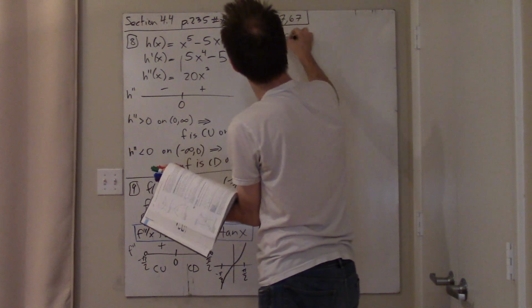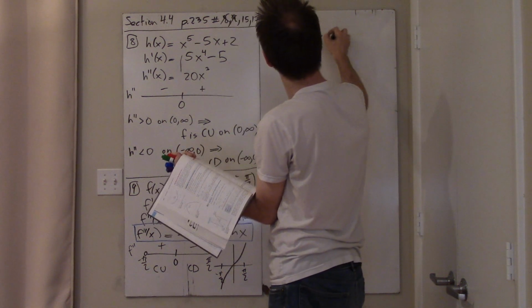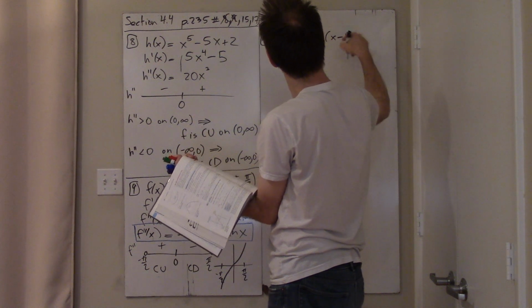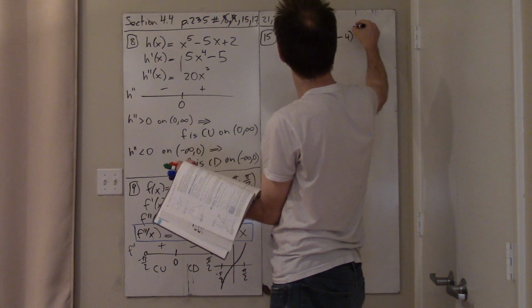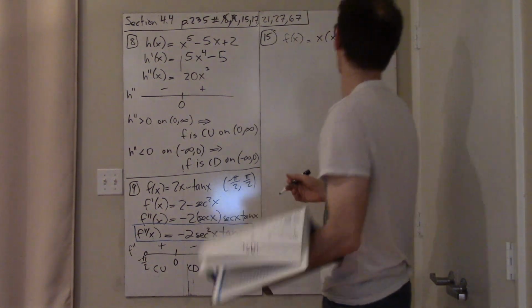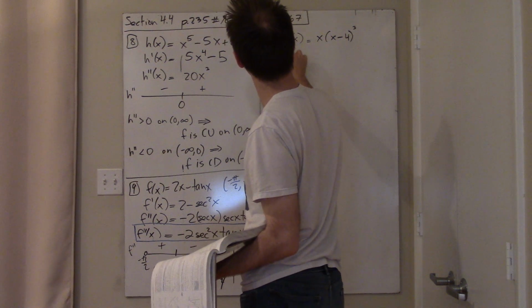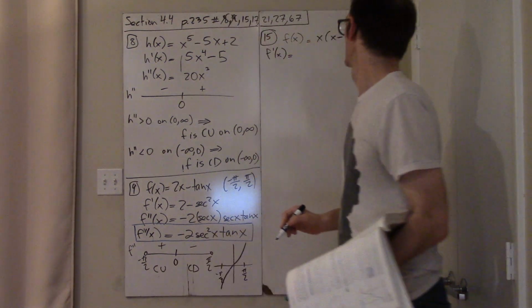So here we go. f of x equals x times (x minus 4) cubed. Okay, and directions, find the points. Okay, so we begin. I guess I'll just use the product rule. Not sure if it's a good idea or not. Sure.